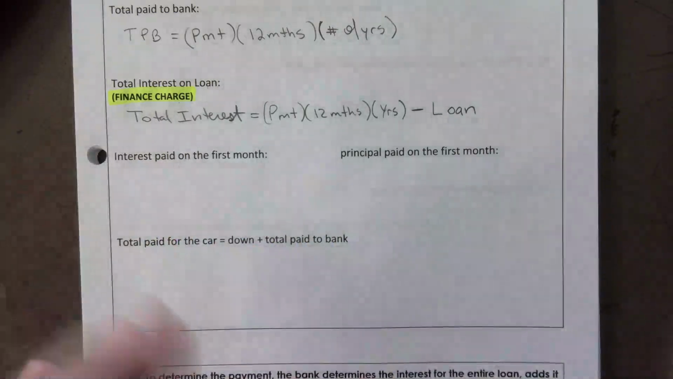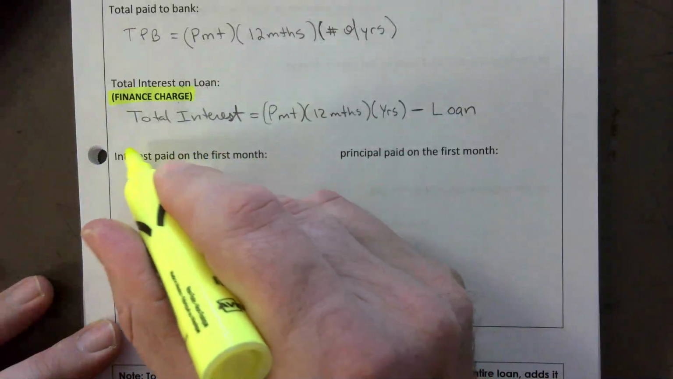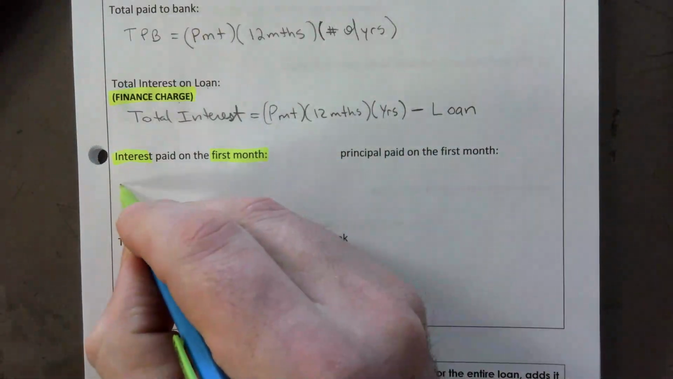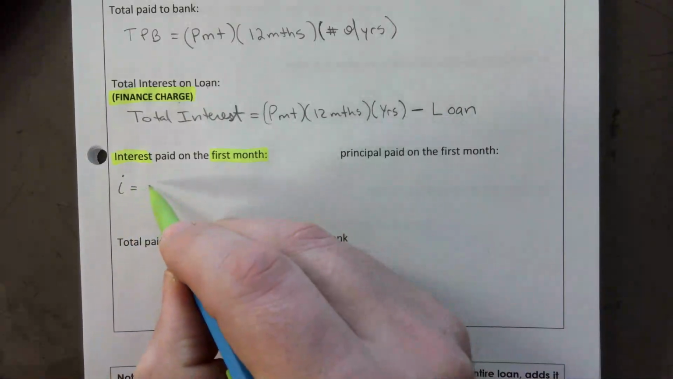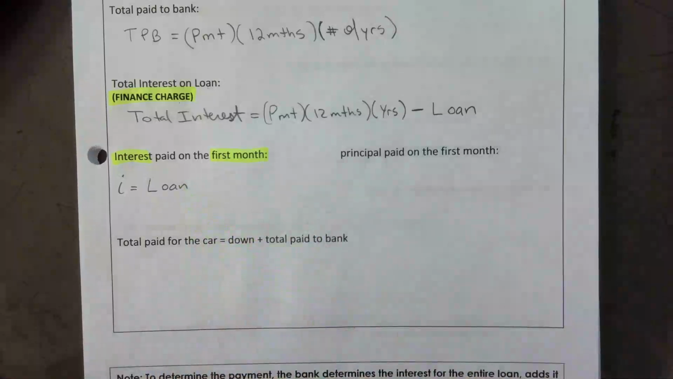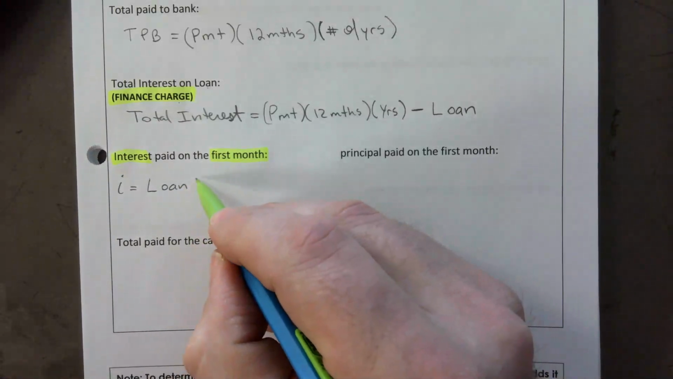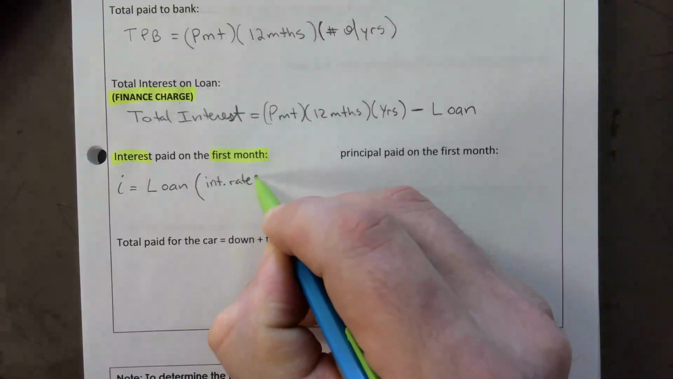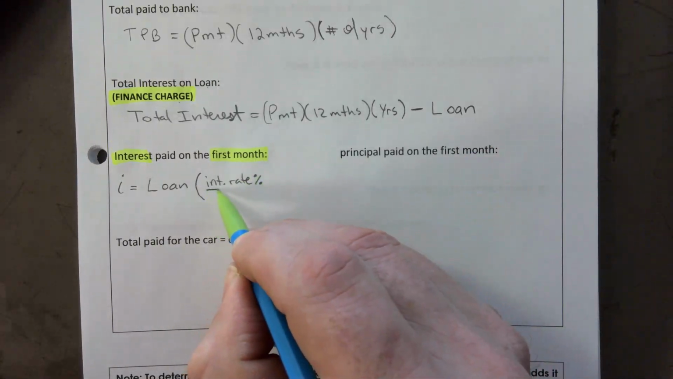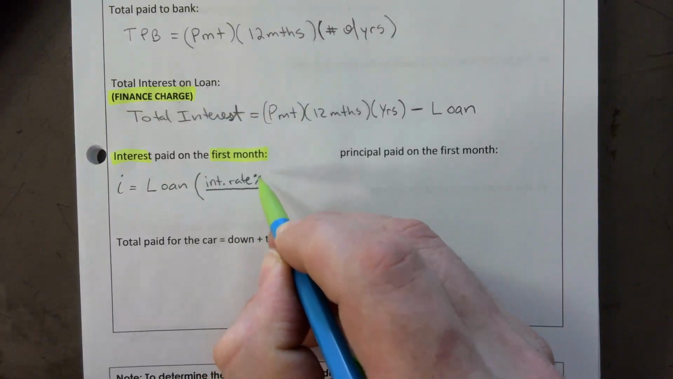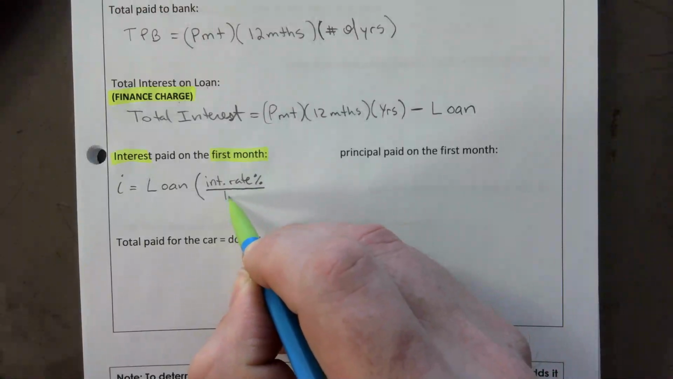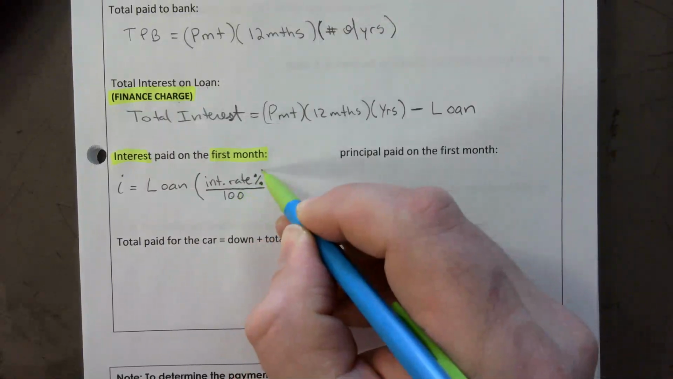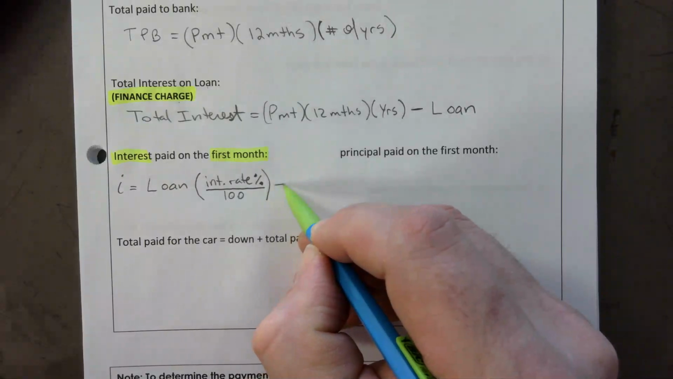Then you have a thing that splits into two. Interest paid on the first month, okay? Interest paid on the first month, I call that lowercase i. And it is basically taking your loan, we're almost done, taking your loan, then you take your interest rate, not the table rate. It is going to be a percentage. And I'm sure you remember what your teacher said. When you have percentage, what do you divide by? 100. Think of the two zeros of your percent symbol as the two zeros of the 100. Okay? And all of that gets divided by 12.